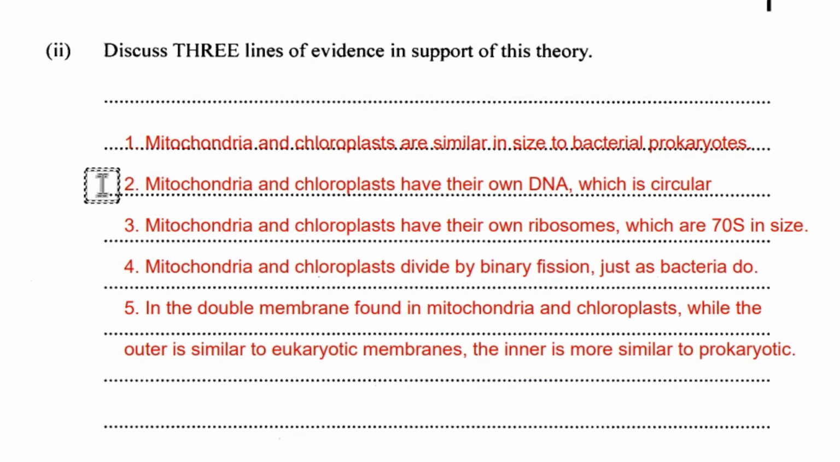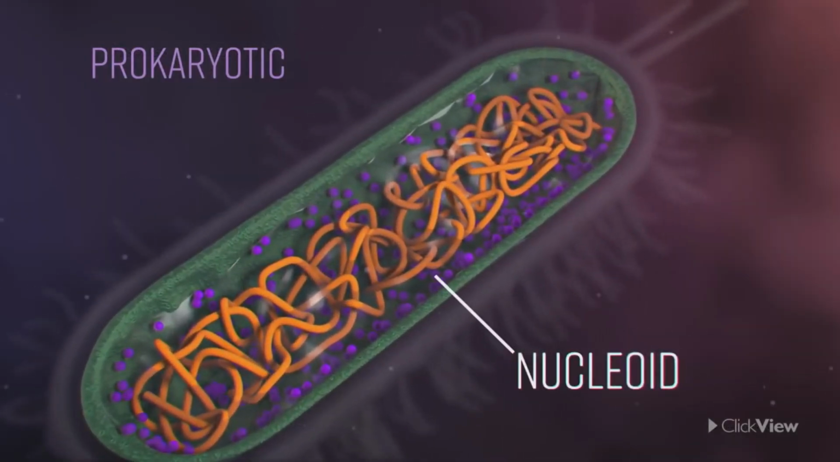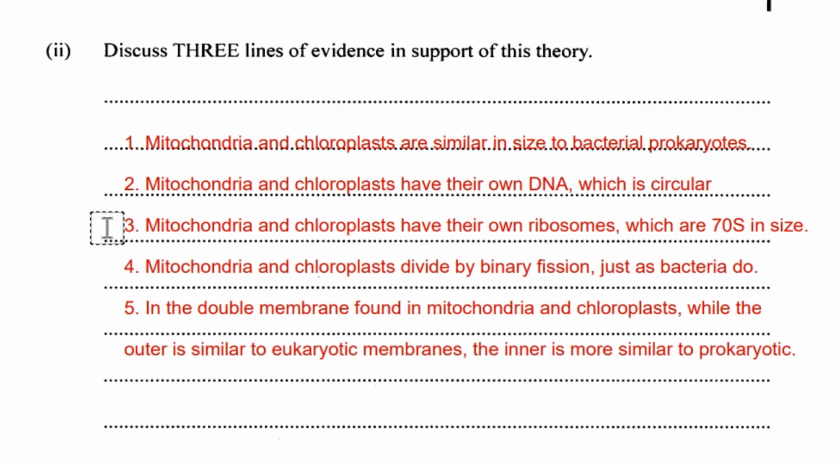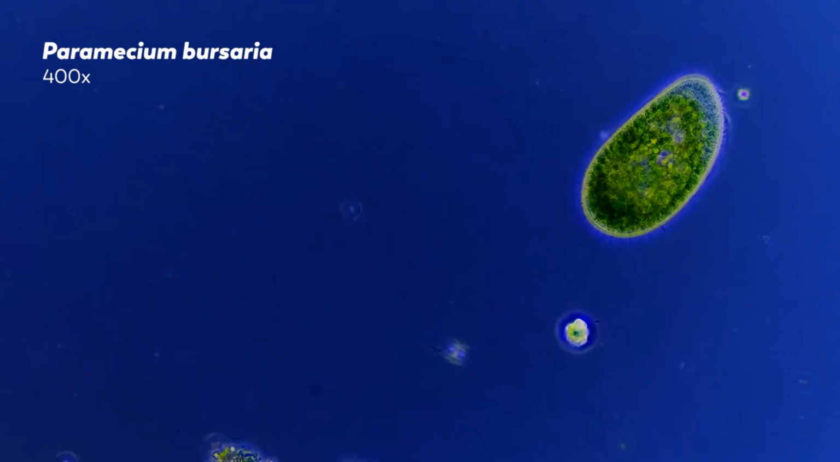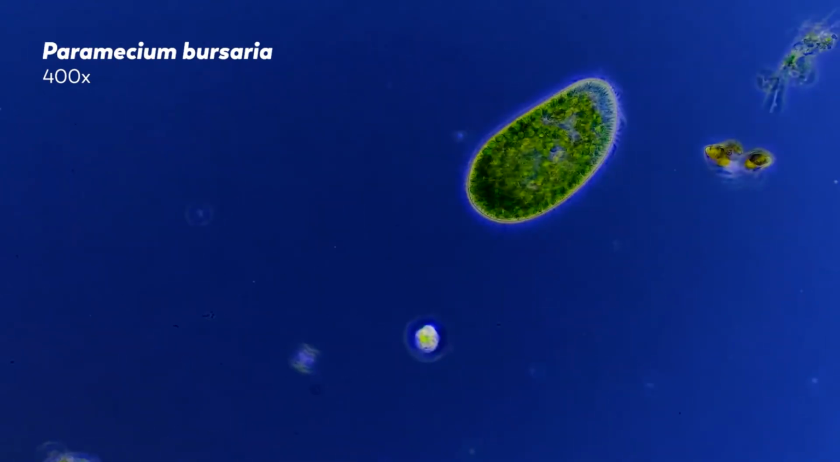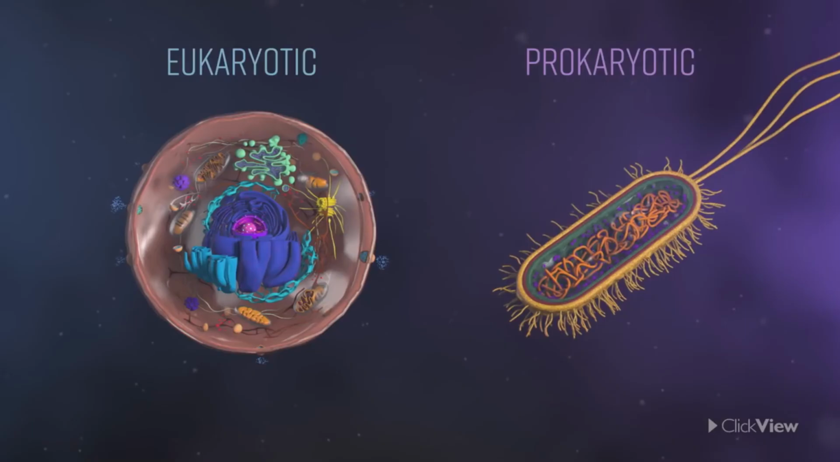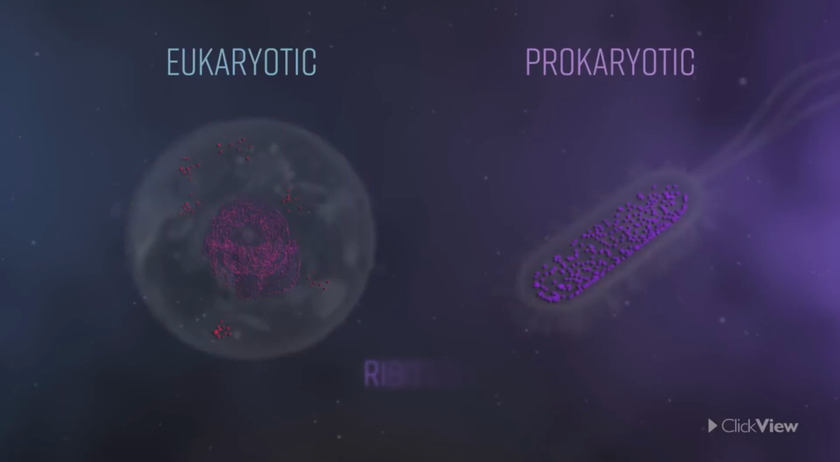The next thing here is mitochondria and chloroplasts have their own DNA, which is circular. We know that prokaryotes don't have a true nucleus. They have a nucleoid region, which usually contains circular DNA or plasmids. 3. Mitochondria and chloroplasts have their own ribosomes, and those ribosomes are 70S in size. S is a unit called Svedberg units, and that basically relates to, think of it as density, or how fast objects would sink in a medium, whereas eukaryotic ribosomes are 80S, and mitochondria and chloroplasts have their own.